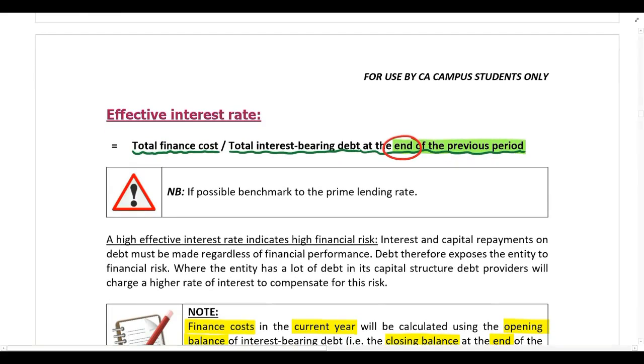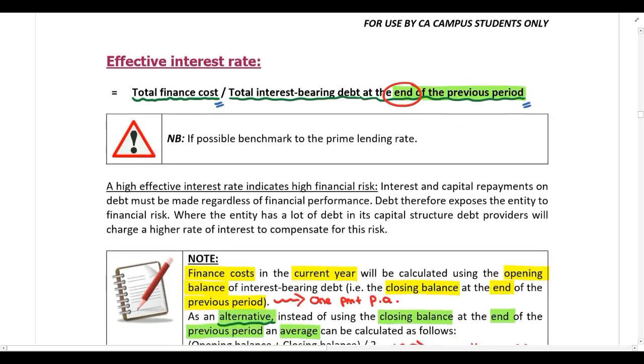Now, please note once again, guys, we can't perform this calculation for our lecture example. We do have finance costs on the statement of comprehensive income, but we don't have the interest-bearing debt at the end of the previous period. We don't even have interest-bearing debt at the end of the current period. We don't have that information. So we can't perform this calculation, but please make sure, study the formula, make sure that you can perform the calculation.